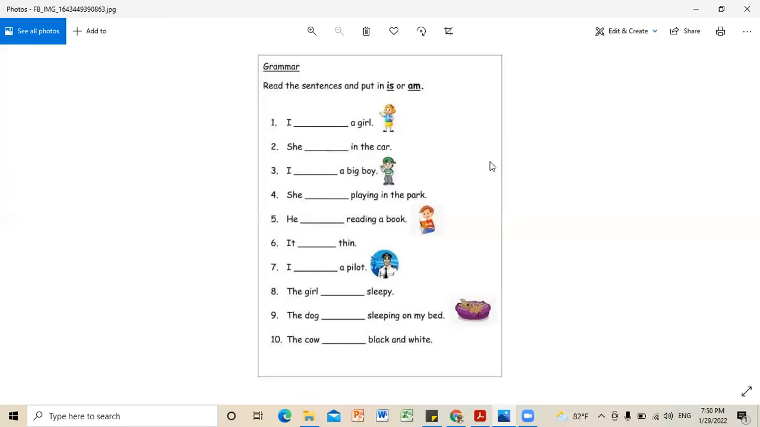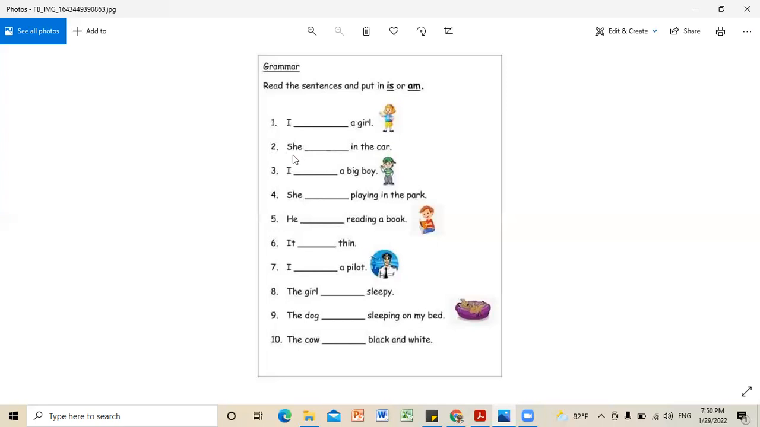Right? So as an example, in the first one it says, I blank a girl. So here, I am. Yes. The answer is am. Yes, very good. So the answer is, I am a girl.